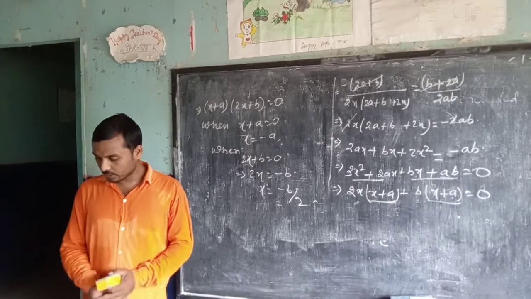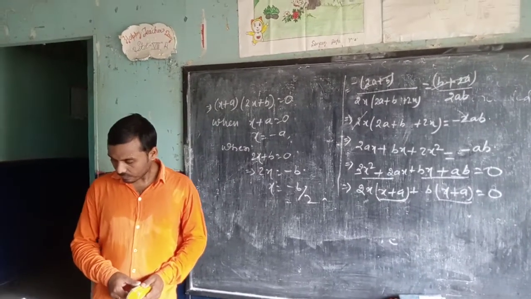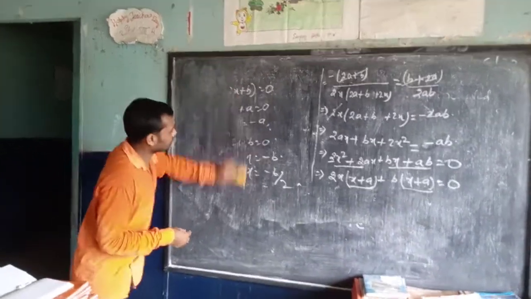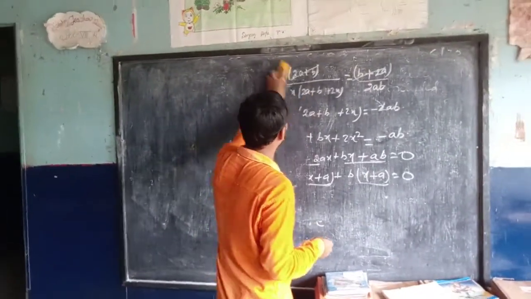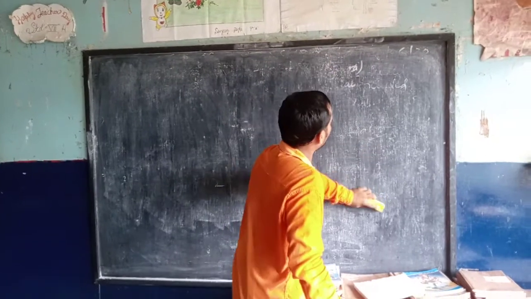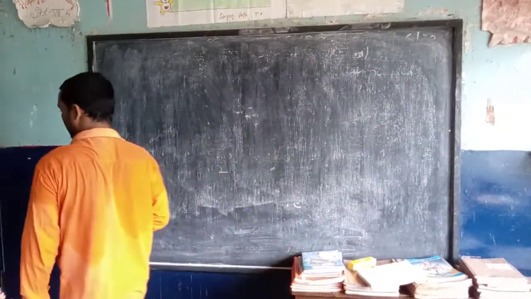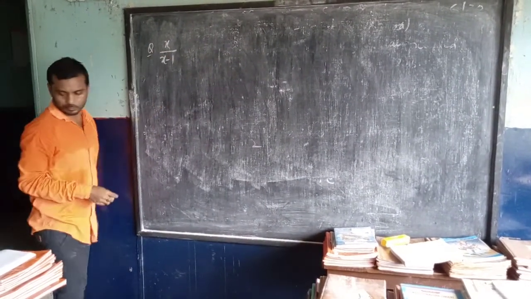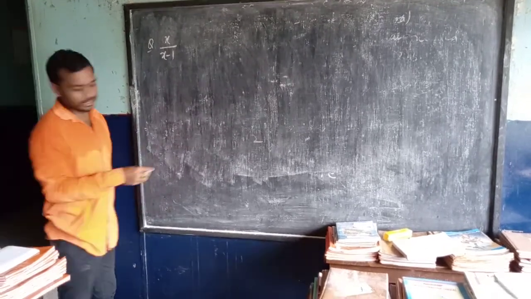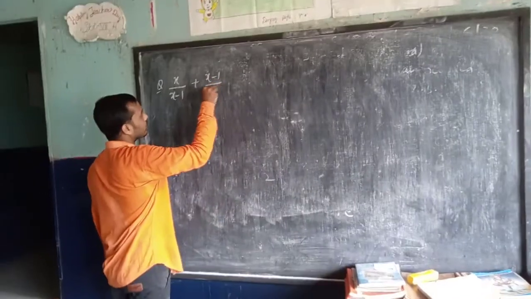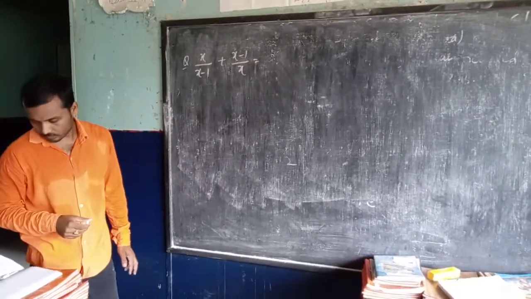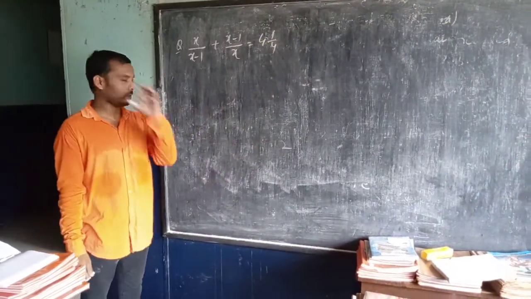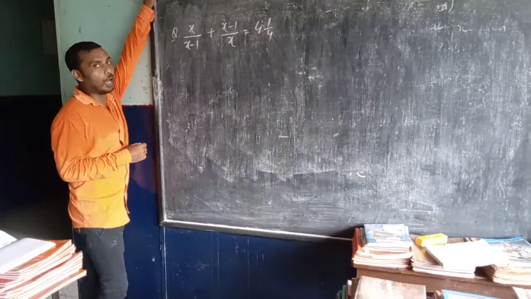Your next question is x by x minus 1 plus x minus 1 by x equal to 4 upon 1 by 4. Now we have to solve this question, student. How will we solve it?